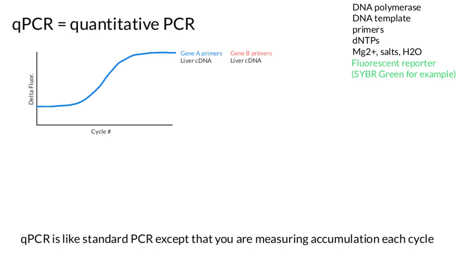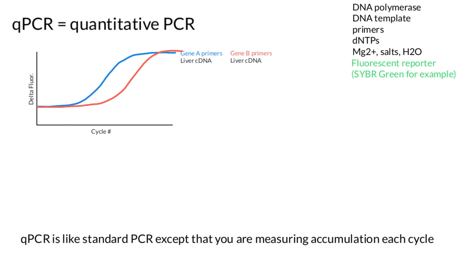Now for comparison, let's watch the amplification of a second gene, gene B, using a different set of primers in a different PCR reaction, but using the same template liver cell cDNA, which represents all of the mRNAs in that same sample. So you can see that the red line here doesn't accumulate until a little bit later in the cycle count and tops out at about the same level.